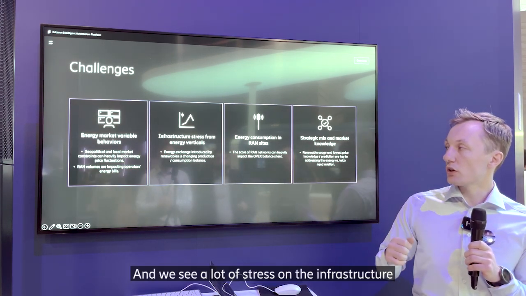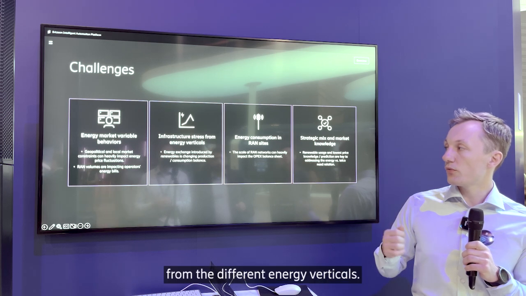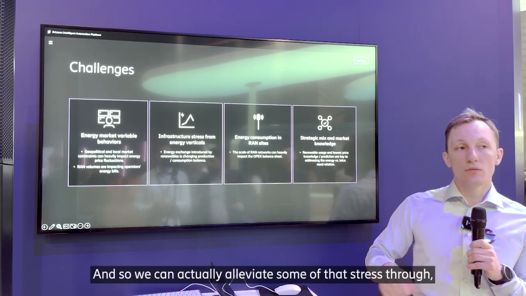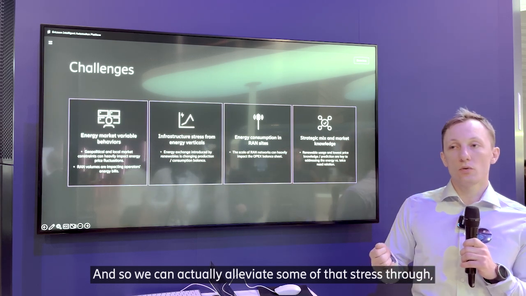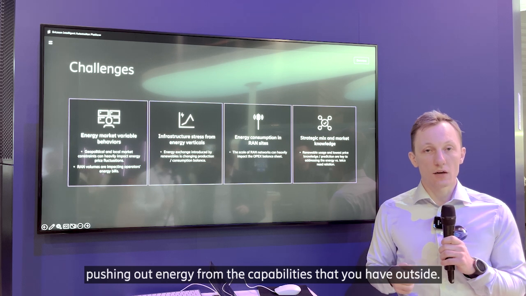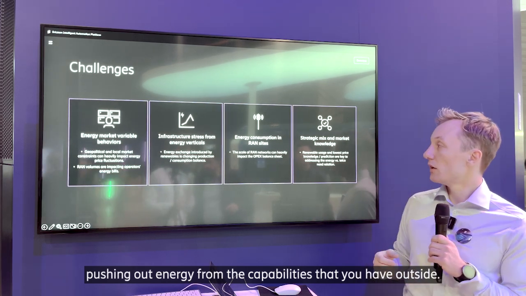And we see a lot of stress on the infrastructure from the different energy verticals. And so we can actually alleviate some of that stress through pushing out energy from the capabilities that you have outside.